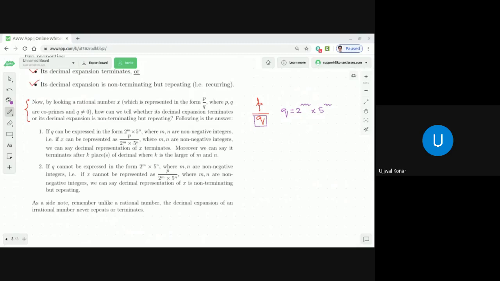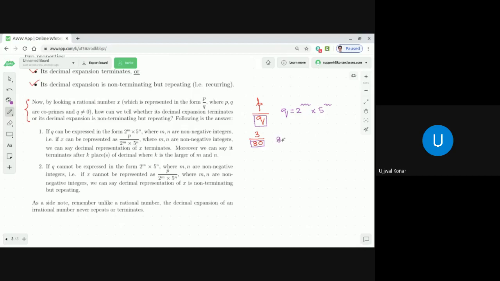Okay, let's take a number called 3 by 80. Now, if we need to decide whether the decimal expansion of 3 by 80 terminates or not, we just need to focus on the number 80, and we need to see whether 80 can be expressed in the form of 2 to the power m into 5 to the power n or not.